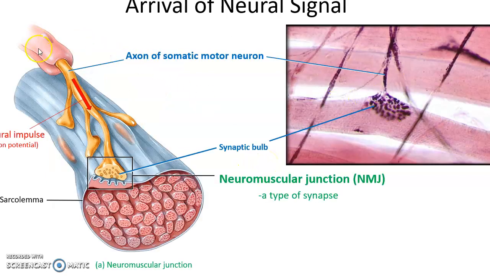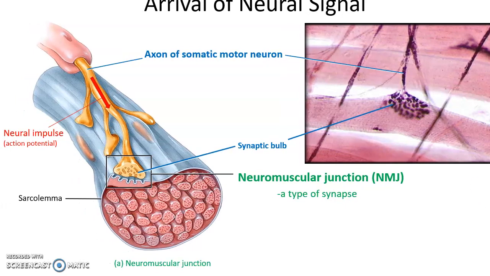So here we see the arrangement of somatic motor neurons to skeletal muscle cells. This is the axon of the somatic motor neuron, the synaptic bulb at the end of the somatic motor neuron that is adjacent to the skeletal muscle cell. The place where the synaptic bulb is adjacent to the skeletal muscle cell is called the neuromuscular junction. So neural for neuron, muscular for muscle cell junction because they are adjacent to each other.